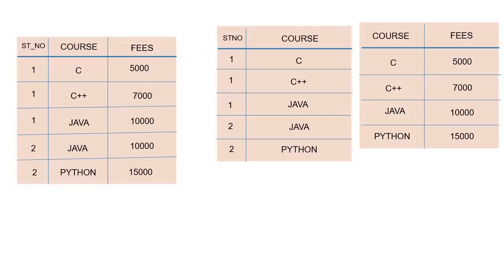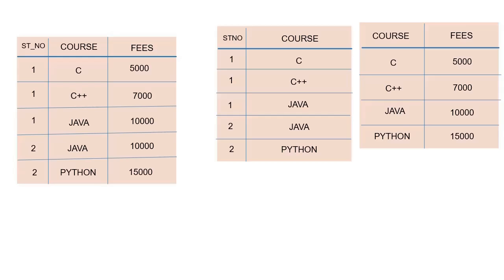Here we have a simple table with 3 columns: student number, course and fees, and 5 rows. Let us check whether this particular table is in second normal form or not. To check that, firstly we have to check if it is in first normal form or not. So let us quickly check that.